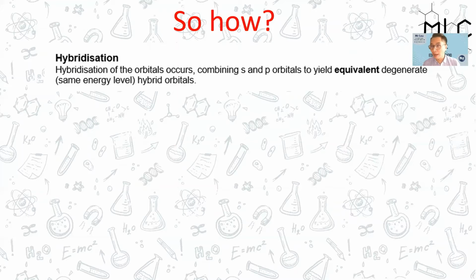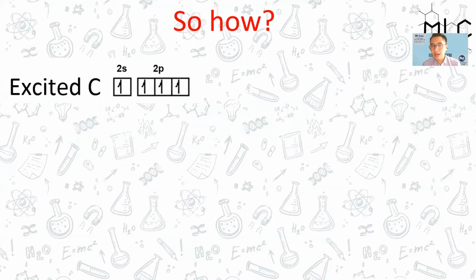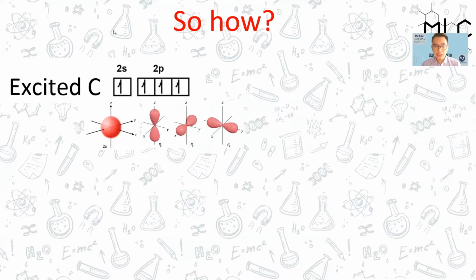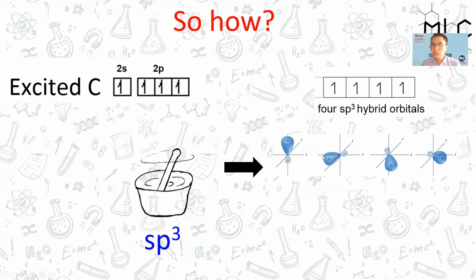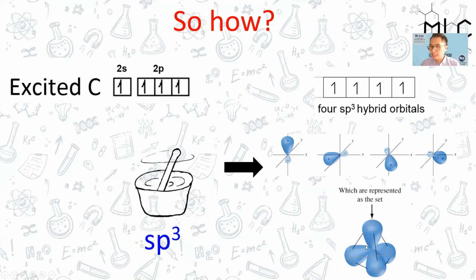Hybridization means a hybrid model which combines the s and p orbitals to form new hybrid orbitals. So for example, you have your excited carbon. If you combine one of the s and 3 of the p orbitals together, it will be called sp3, because we use 1 s and 3 p orbitals. We combine 4 orbitals, so we end up with 4 new hybrid orbitals, which are called the sp3 hybrid orbitals. Because these 4 orbitals are all equivalent, they can be arranged with the 109.5 degrees bond angle.